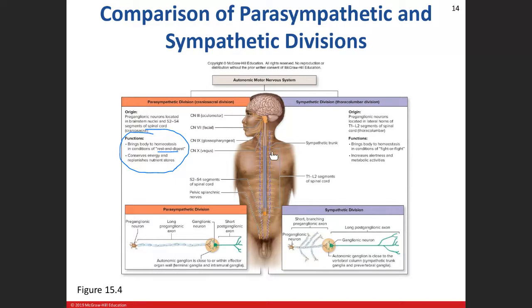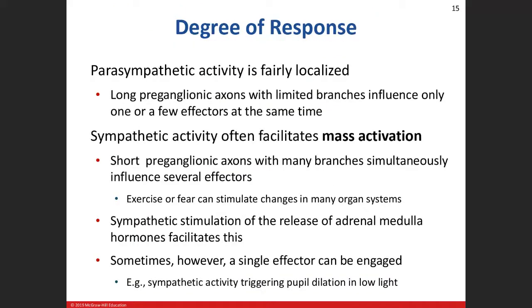And they'll exit out, and then their ganglia are going to be close. Like here's the spinal cord. Here are those autonomic ganglia for the sympathetic nervous system. They're close by. So the preganglionic neuron is short. Here's a bunch of those collaterals, and then the postganglionic neuron is long. And keep in mind the functions of the sympathetic nervous system: fight or flight, emergencies, exercising. It increases your alertness and your metabolic activities. Questions so far? Not too bad?